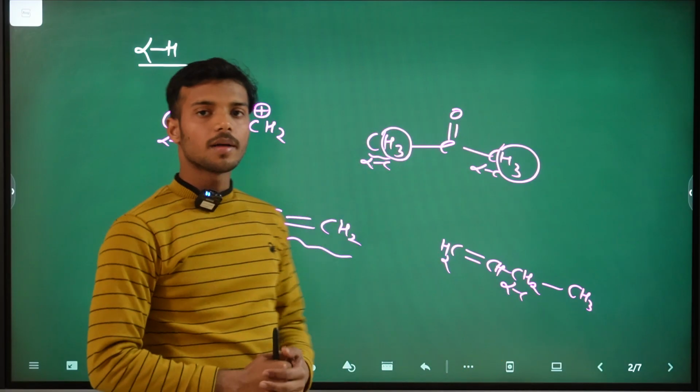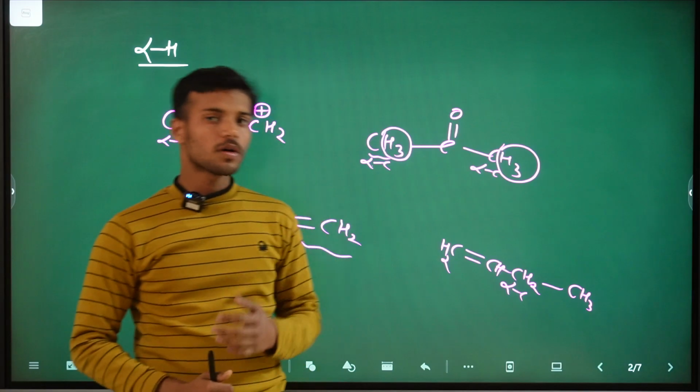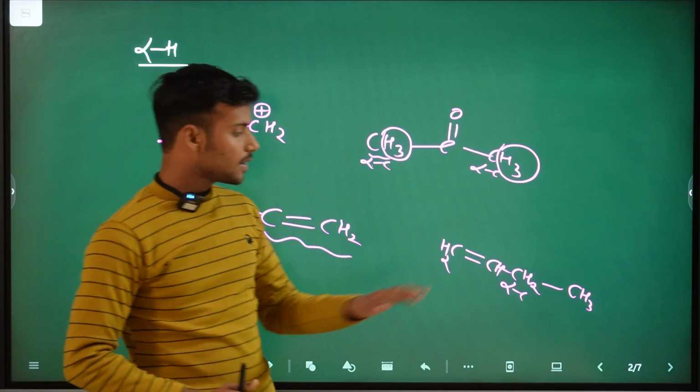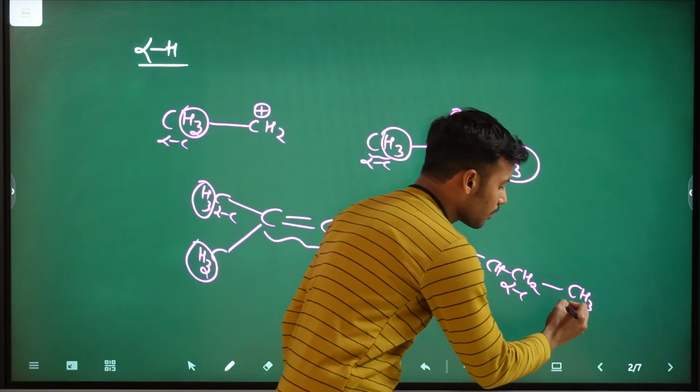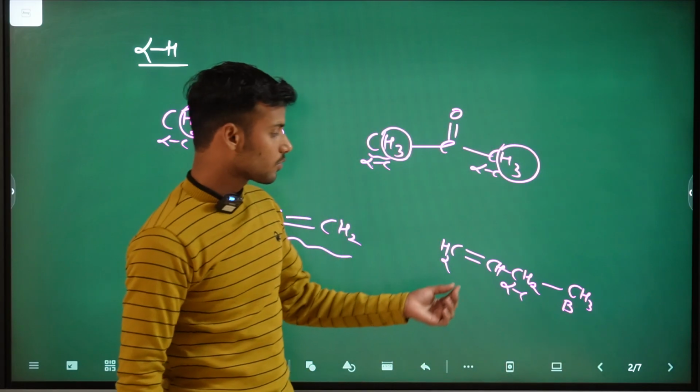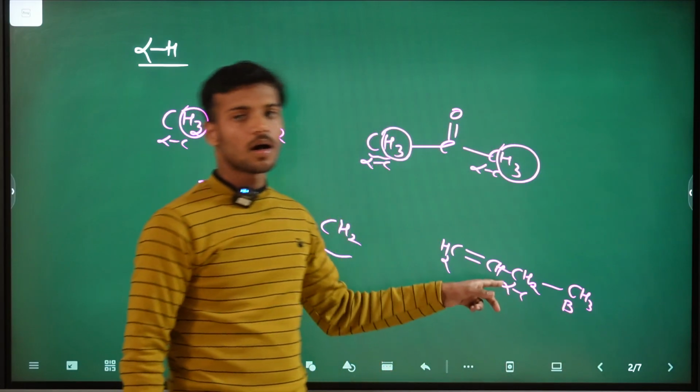In the case of hyperconjugation, we only focus on the alpha position. There is not any kind of role of the beta position. So we only look at the alpha position.